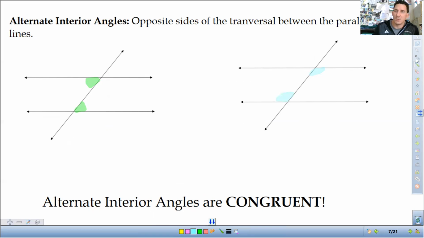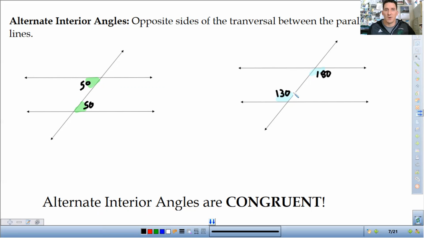These are also congruent. That means if this was 50 degrees, this angle would also be 50 degrees. So if this angle was 130 degrees, this angle would be 130 degrees. They are congruent, the same measure, right?